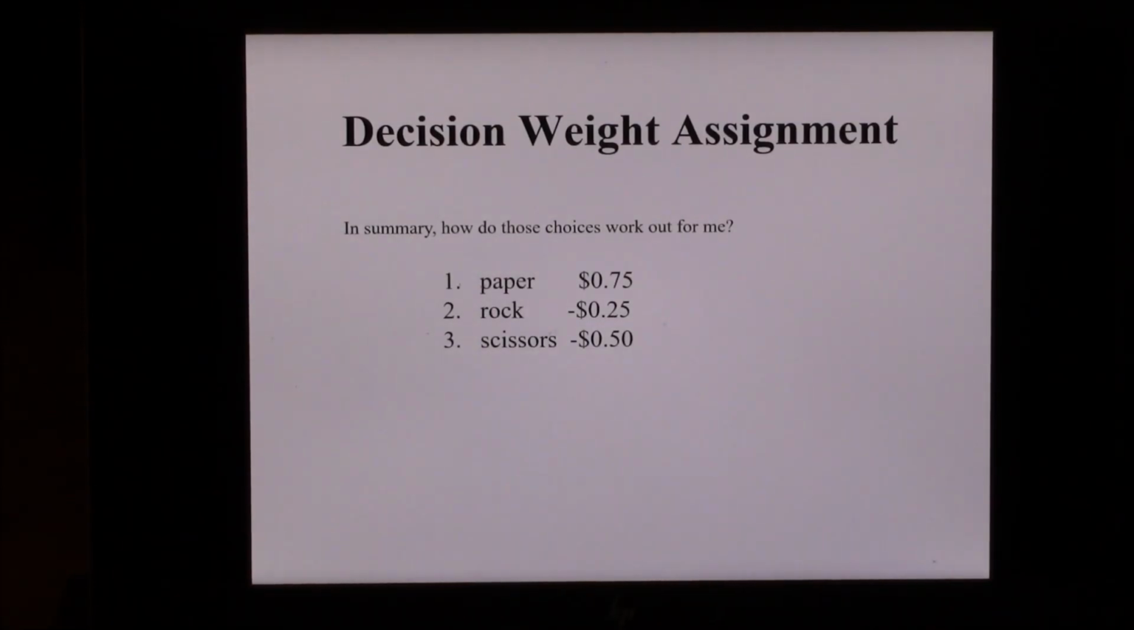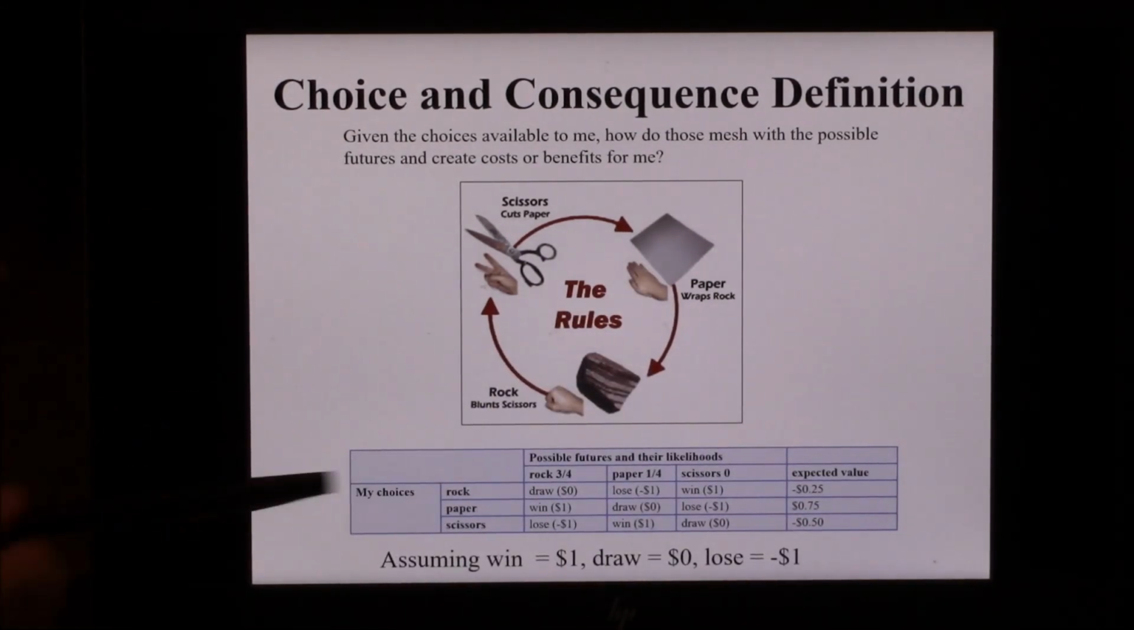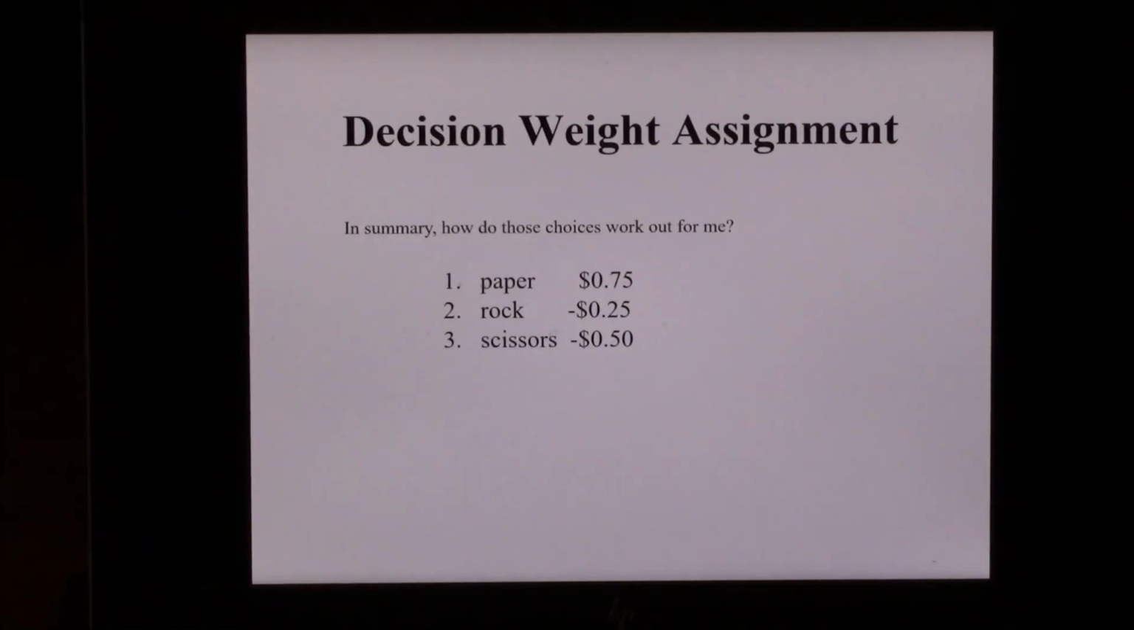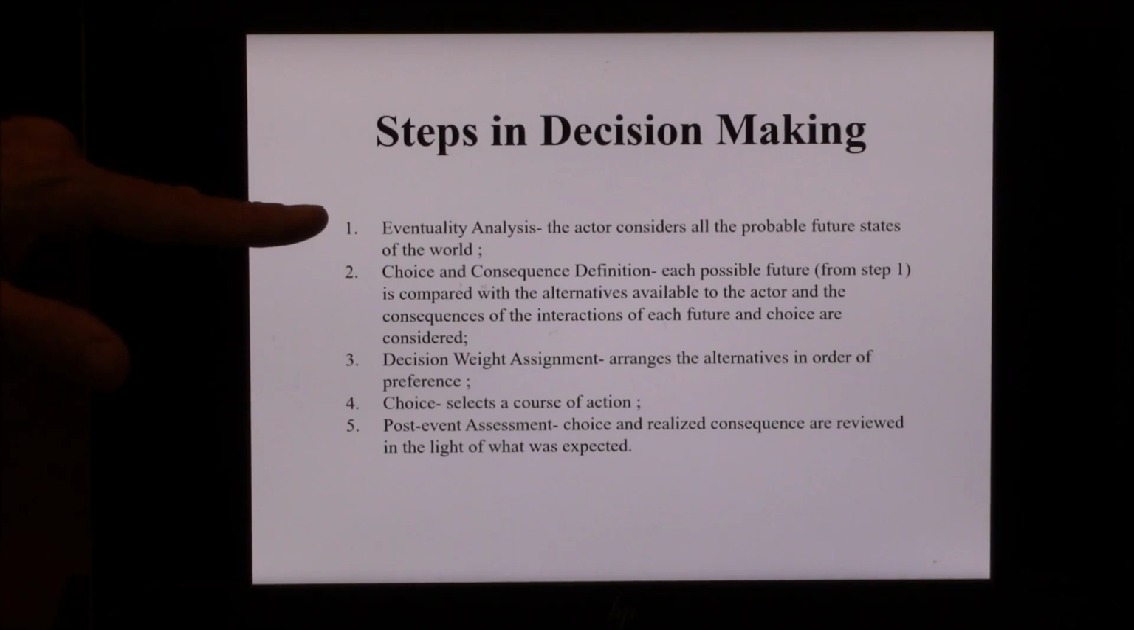So once you look at the possible futures, which you did in the first step, your choices, looking at the matrix that defines the outcome of this choice with that future, and then the likelihoods, now you can rank them. The best choice is paper, the second best choice is rock, and the third best choice is scissors. All right. So now I choose, and let me go back to the list again. I've got eventuality analysis. That's when you're trying to figure out what your opponent's going to pick.